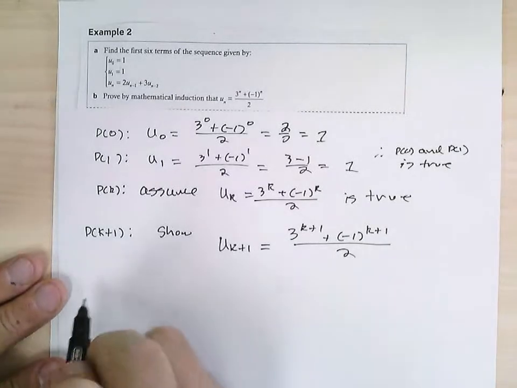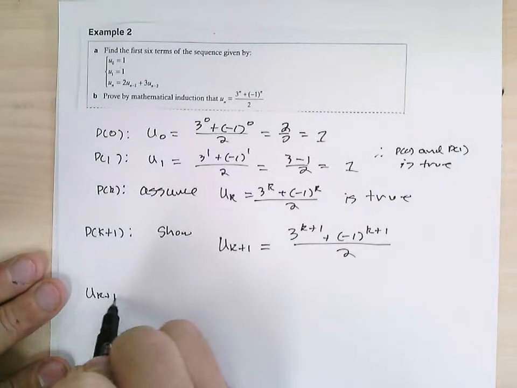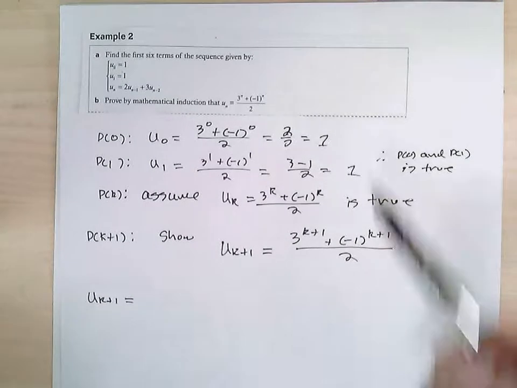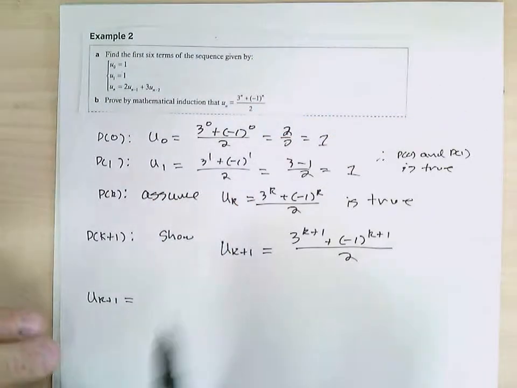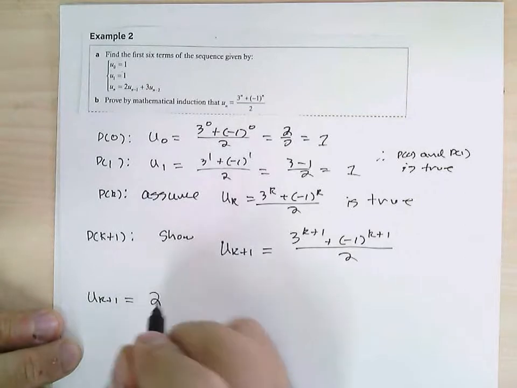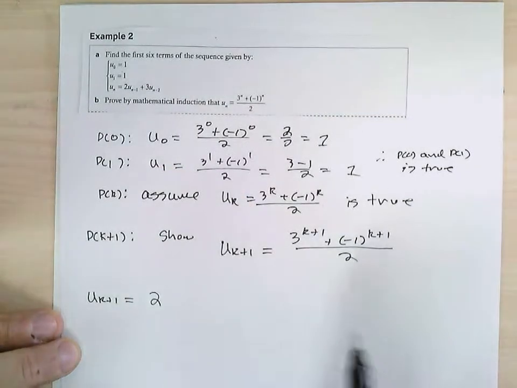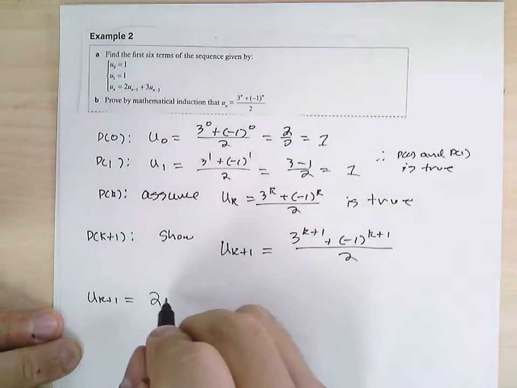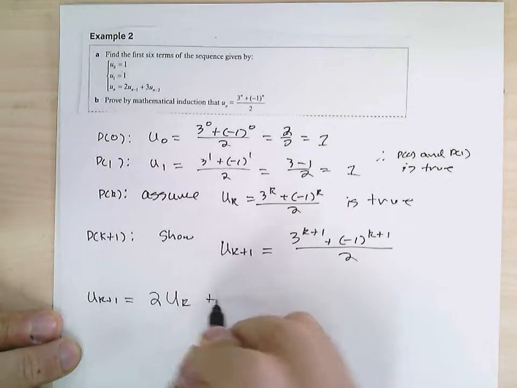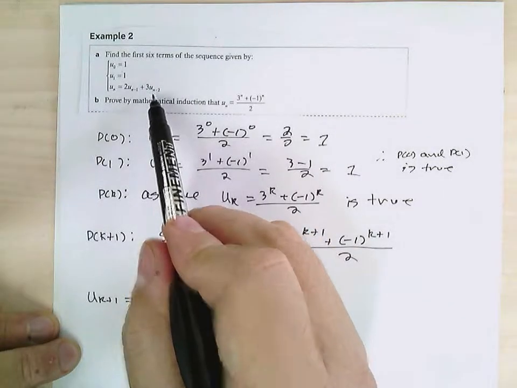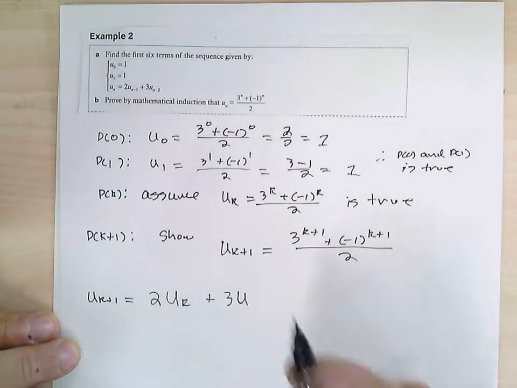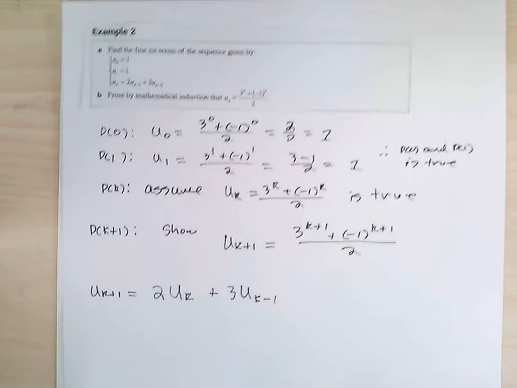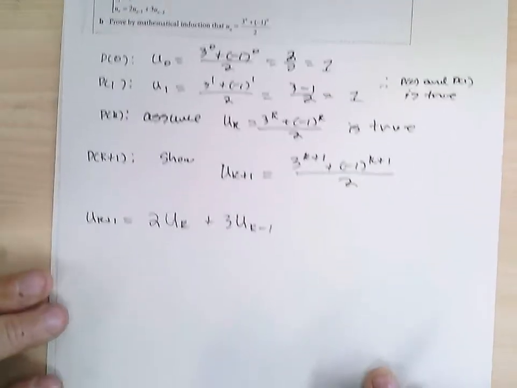So let's go through it. What is U of k plus 1 equal to, right? Well, I need to show this. I can't use this one. I need to use my recursive sequence right here, right? So that's going to be equal to 2 times U of k, when I put k plus 1 into n minus 1, I'm just going to get U of k. And when I put k plus 1 in here, I'm going to get 3 times U of k minus 1.